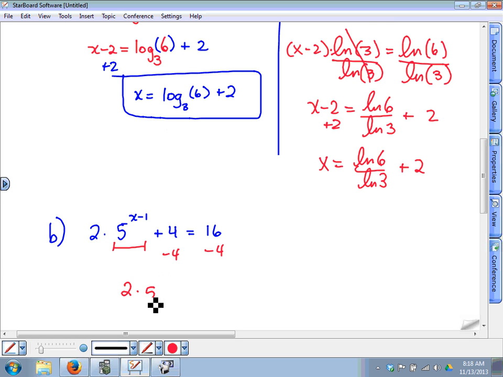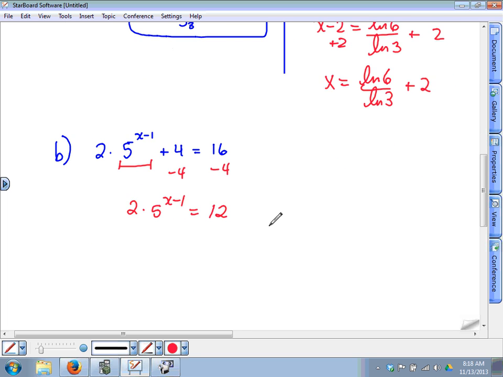So now you have 2 times 5 to the x minus 1 is equal to 12. What gets rid of that coefficient? Dividing, yep. Dividing by 2. Now we have 5 to the x minus 1 is equal to 6.